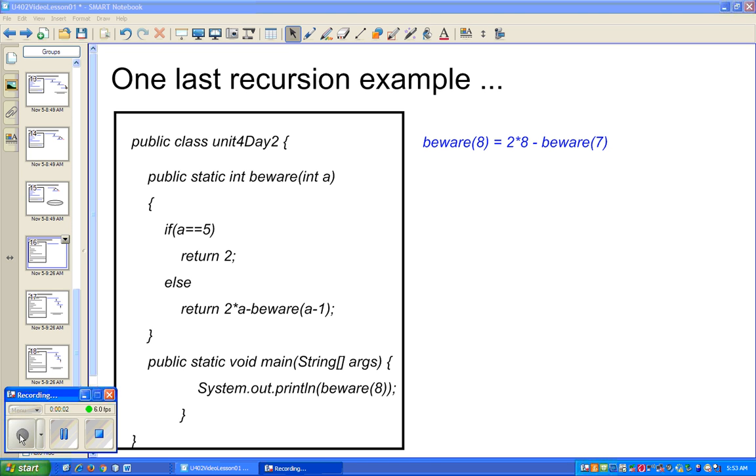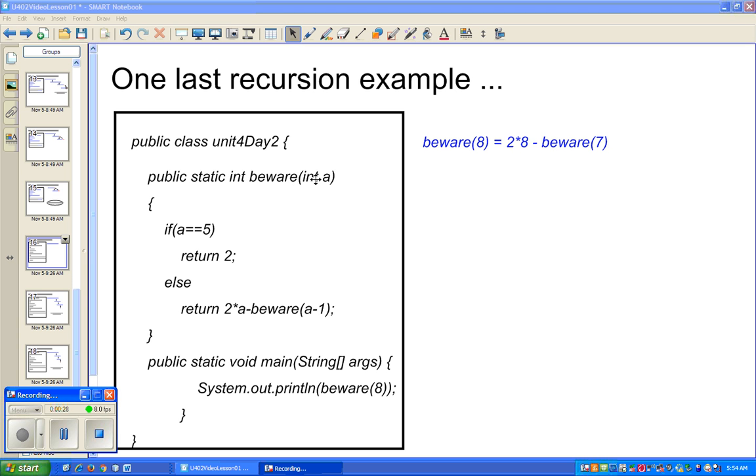Here's a second example on recursion, and with this example I'm trying to show how careful you need to be when it comes to recursion and how important it is that you understand how recursion is built when calculating a final answer. This method is called beware appropriately, because if you don't understand how this is built, you probably are not going to get the right answer. But let's just analyze this method beware first.